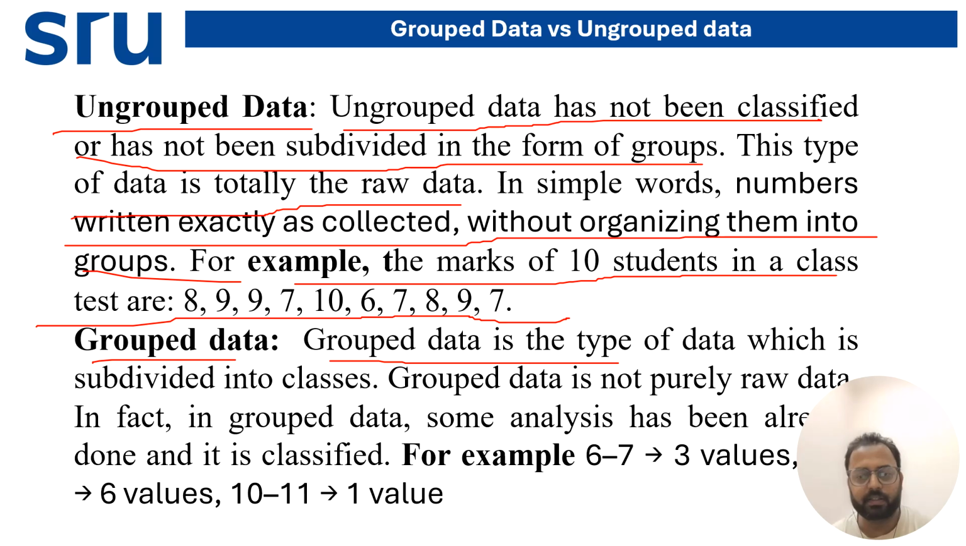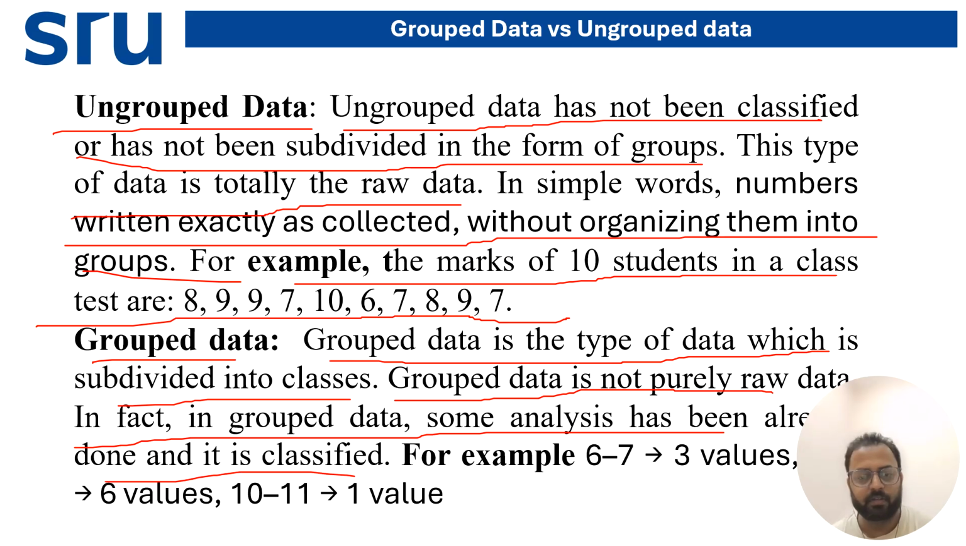Group data is the type of data which is subdivided into classes. Group data is not purely raw data. In fact, in group data, some analysis has already been done. It is classified. For example, 6 to 7 marks, 3 values, so say 3 students got between 6 and 7. And 10 to 11 marks, 1 value.